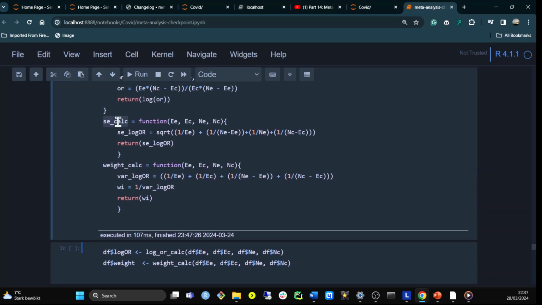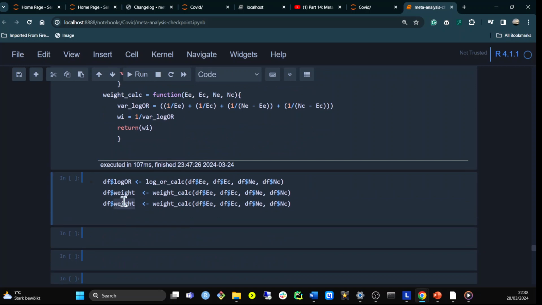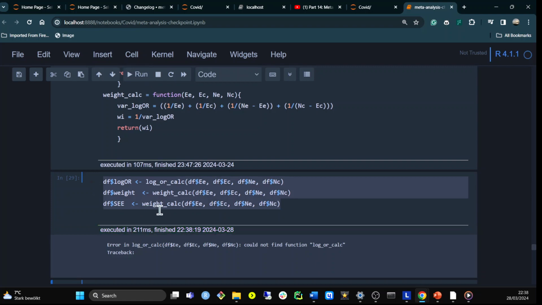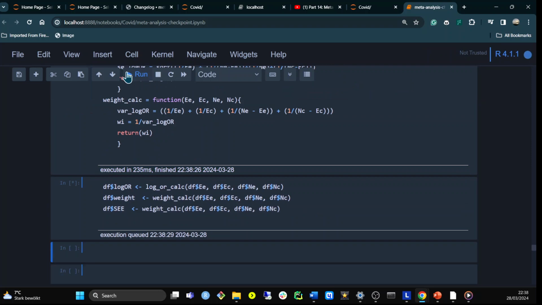The next thing is, maybe I can also take the standard error calculator and simply write standard error. Then I get all these values. Once I have that, I simply run. Now there's something wrong here. Maybe I didn't run it yet. So let me run this. And now if I run this, I will get my values.